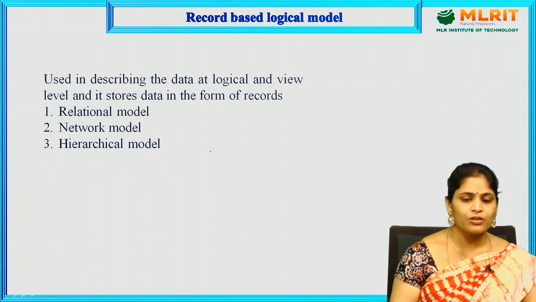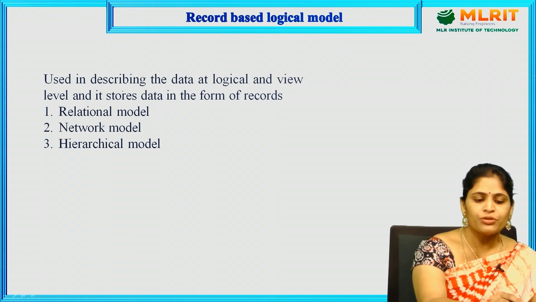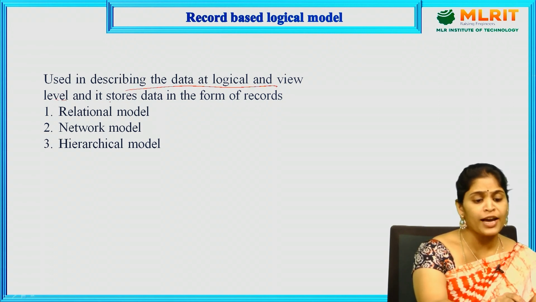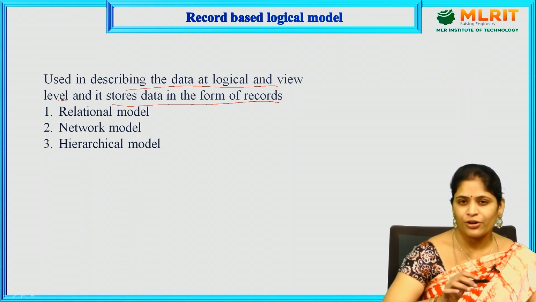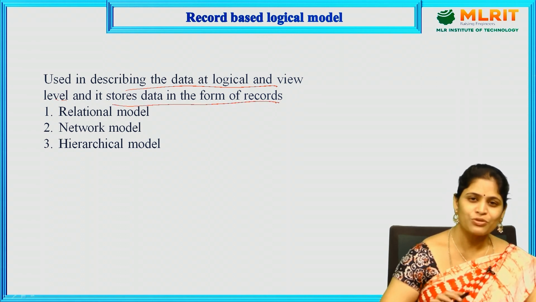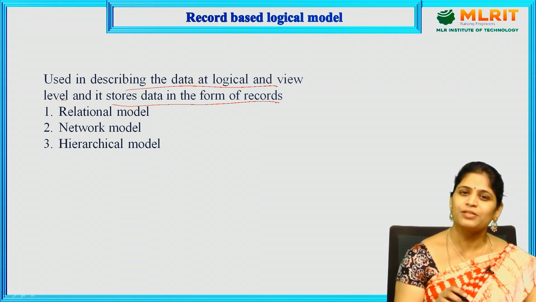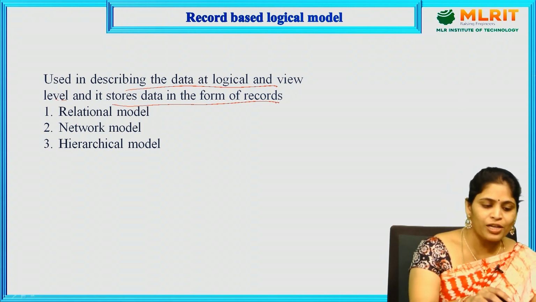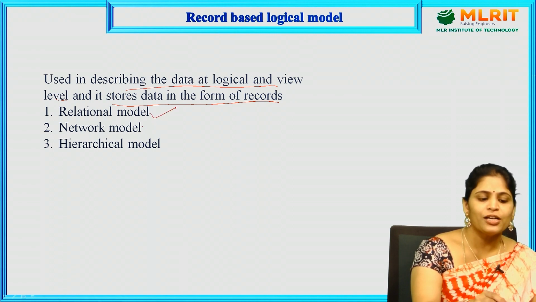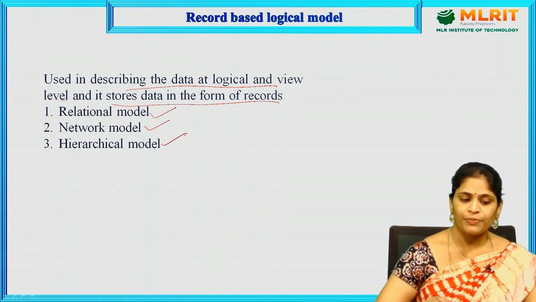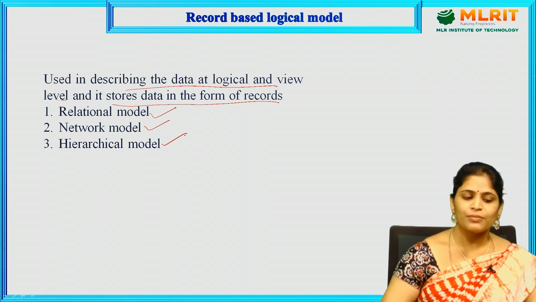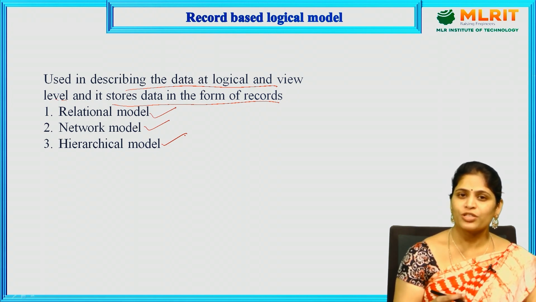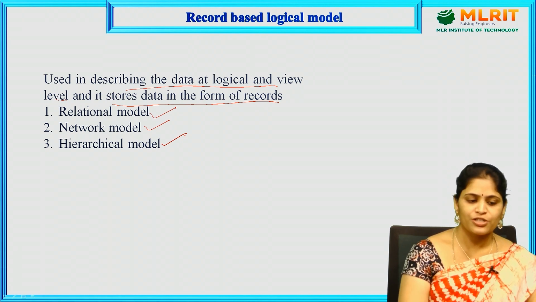Next, record based logical model, which is used in describing the data at the logical and view level, obviously, and it stores data in the form of records. That means here we deal with tables. In the tables, the data will be stored in the form of a record. So, this model includes relational model, network model and hierarchical model. Relational model is nothing but data which is present in the form of tables, in the form of rows and columns. That is what we call relational model.